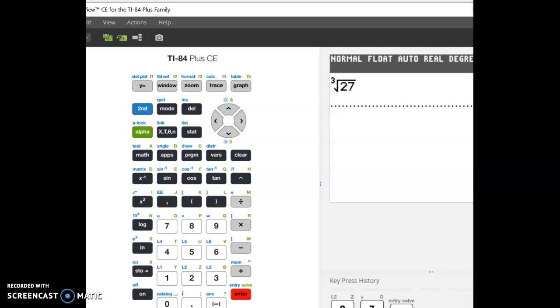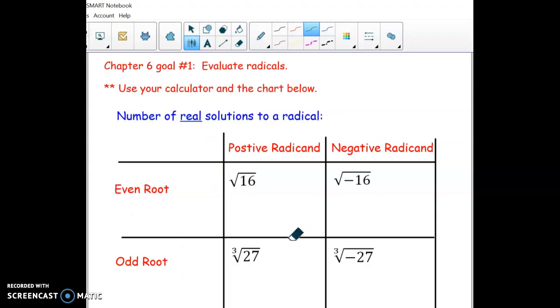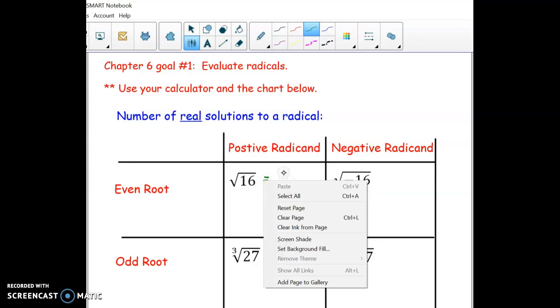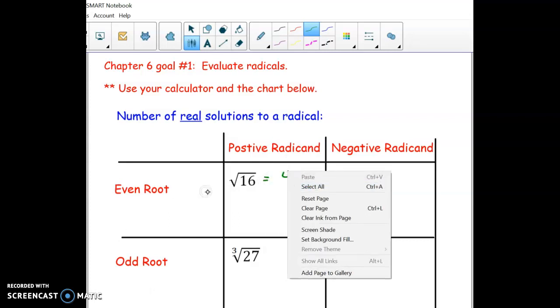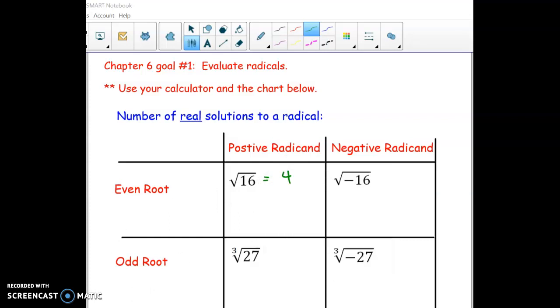Okay, so the only trick is you have to think a little bit because sometimes there's more than one answer. So like root 16 on your calculator will just come back as 4, but realistically the answer there is both plus and minus 4. This chart is to help us remember if you have an even root like a square root or a fourth root, then you'll get 2 answers.